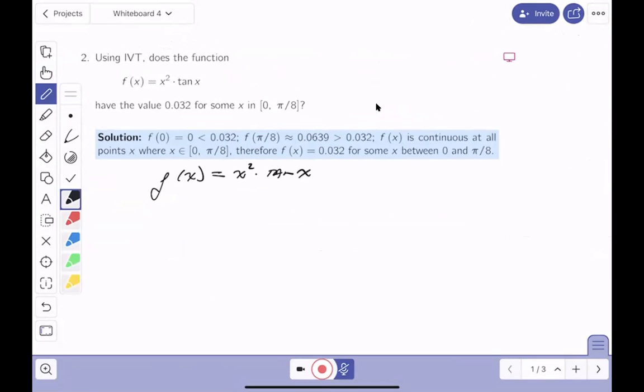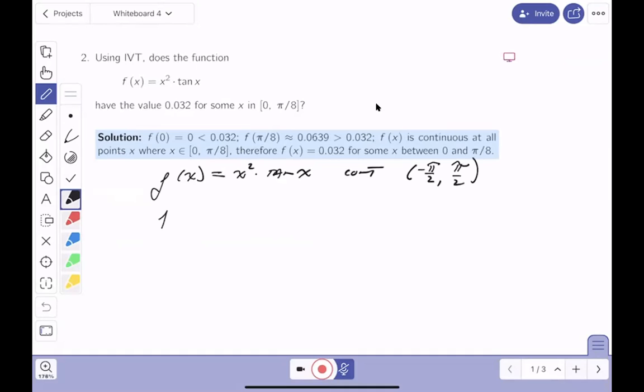Well, I know the tangent function is continuous on the interval between minus pi over 2 and pi over 2. Let me write that down for you. This is continuous on the interval. I'm just looking around for where I get 0 to pi over 8, by the way. So it's continuous on the interval between minus pi over 2 and pi over 2. And I'm looking at the other guy.